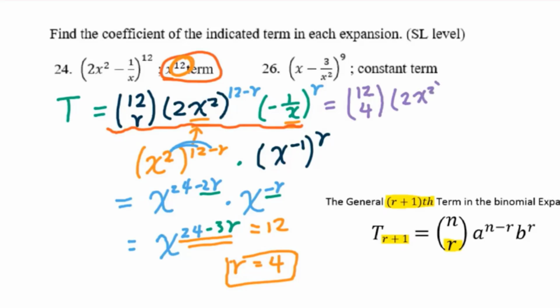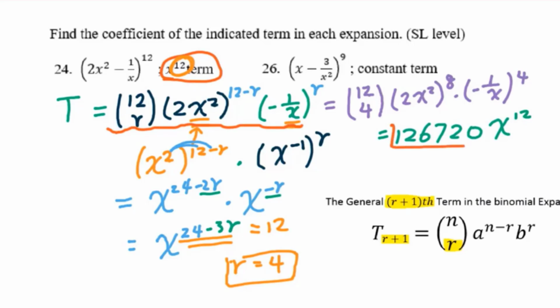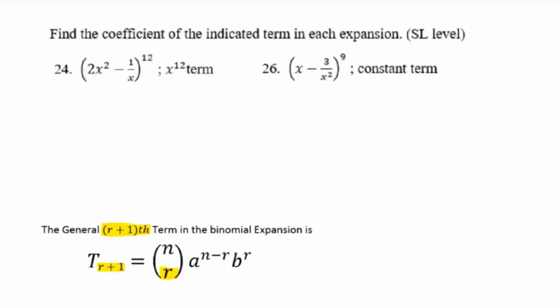2x squared to the 8th power times negative 1 over x to the 4th power. Then you put it into a calculator, and you will get the coefficient. Now let's go to 26. We still need the general term for this binomial expansion.